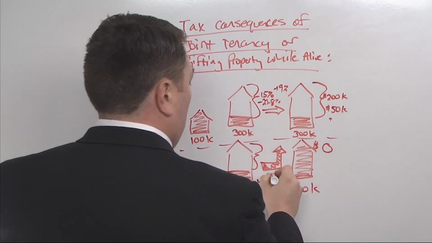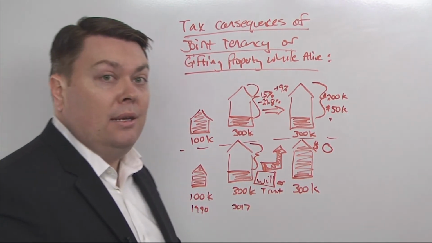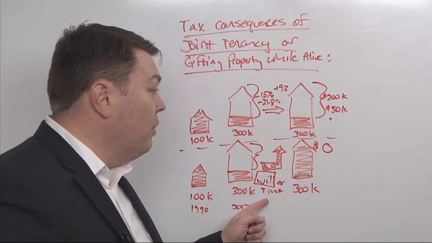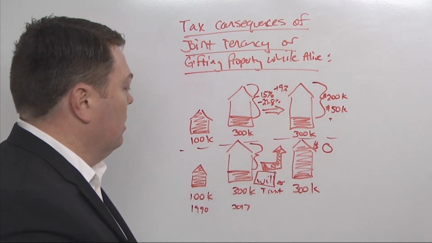Here's the problem though. If you remember from week 1, a will goes through probate. But next week, we're going to talk about how a trust can avoid probate and avoid these negative tax ramifications.